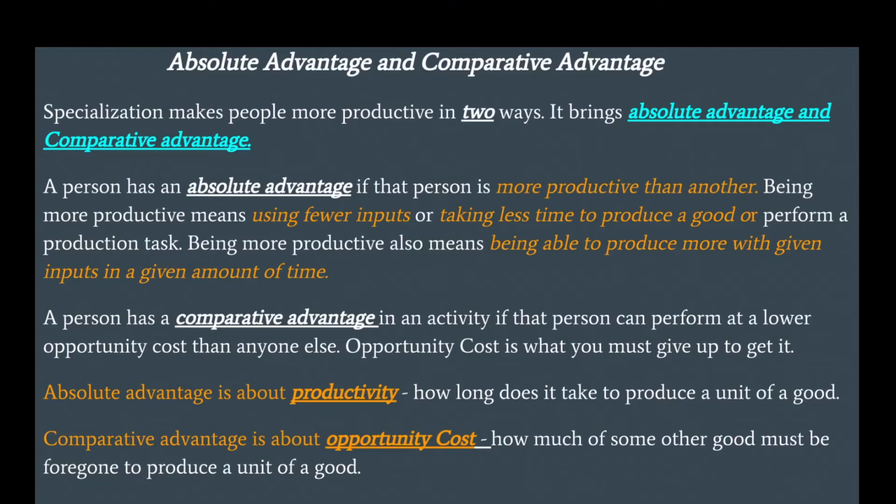A person has a comparative advantage in an activity if that person can perform it at a lower opportunity cost than anyone else. Opportunity cost is what you must give up to get it. Absolute advantage is about productivity. How long does it take to produce a unit of a good? Whereas comparative advantage is about opportunity cost. How much of some other good must be foregone to produce a unit of a good? So this is the difference between absolute advantage and comparative advantage.